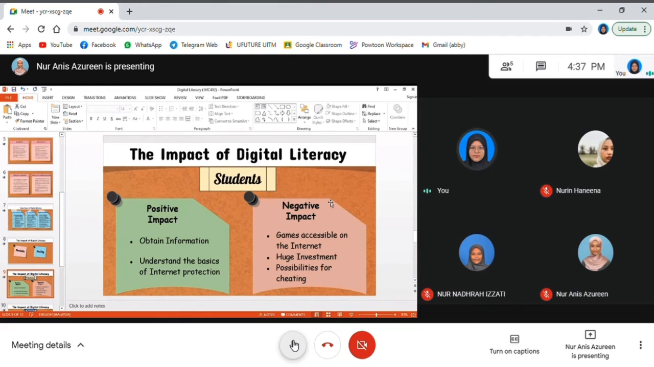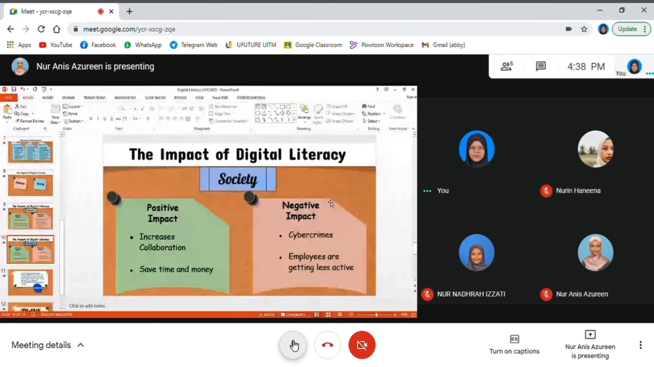Other than that, hard investment. Hard investment also has a negative effect on the student because it can make students not rely on pen and paper. Finally, there are possibilities for cheating. That means when they do not take the exams in the classroom or in the hall, they have the ability to cheat the exam. Next, we go to the impact of digital literacy on society.